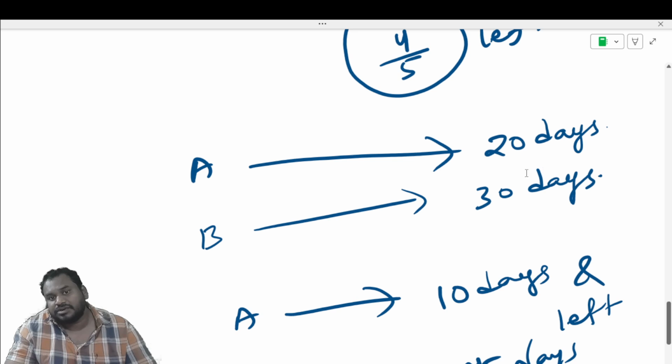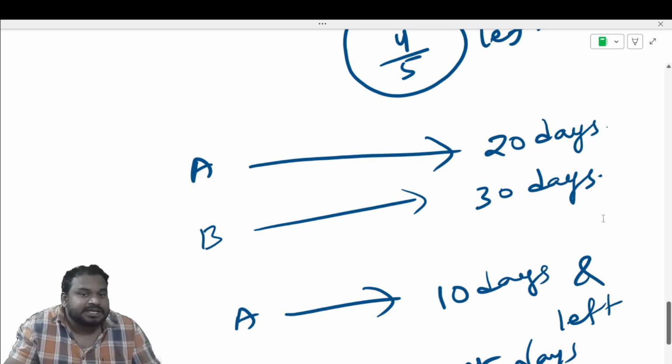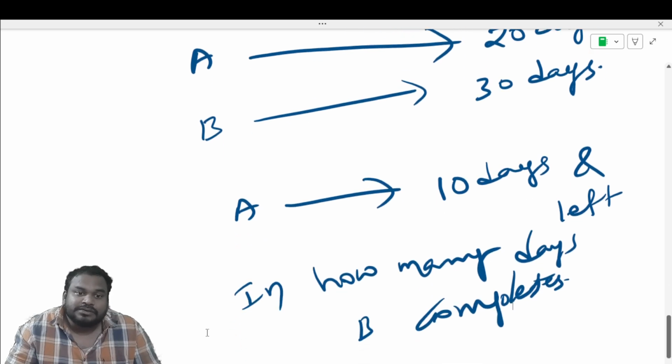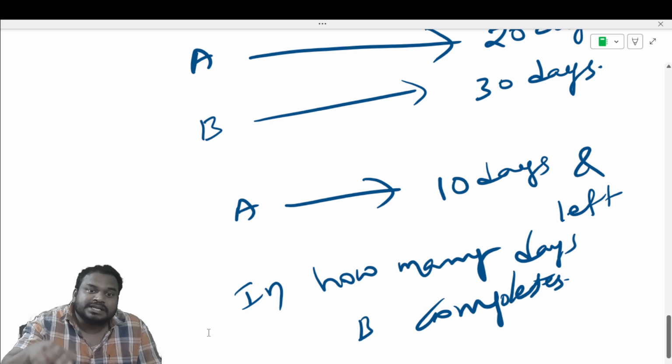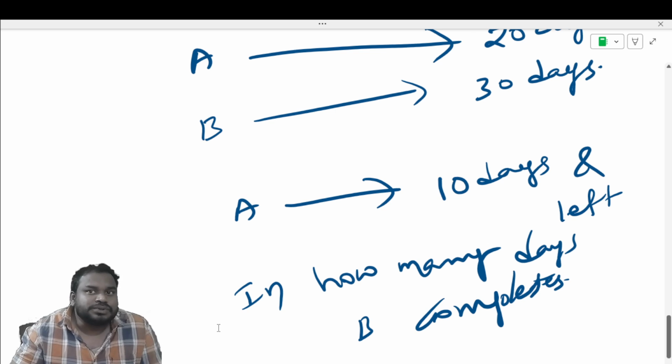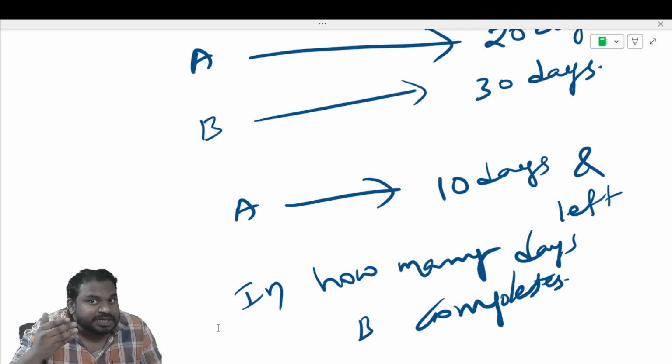What he is saying is, A can finish the work in 20 days, B can finish the work in 30 days separately. A worked for only 10 days and he left. Now B entered the scene, and in how many days does he complete? That is the question. For that, you have to find how much work is completed in 10 days first. Then you will know how much work is left. Or else find how much work is left first. Based on that, use the efficiency of B and find out how many days it takes to complete it.